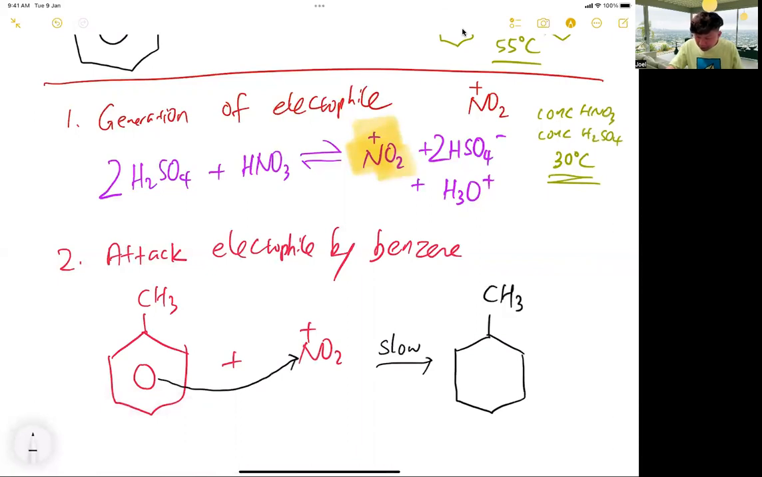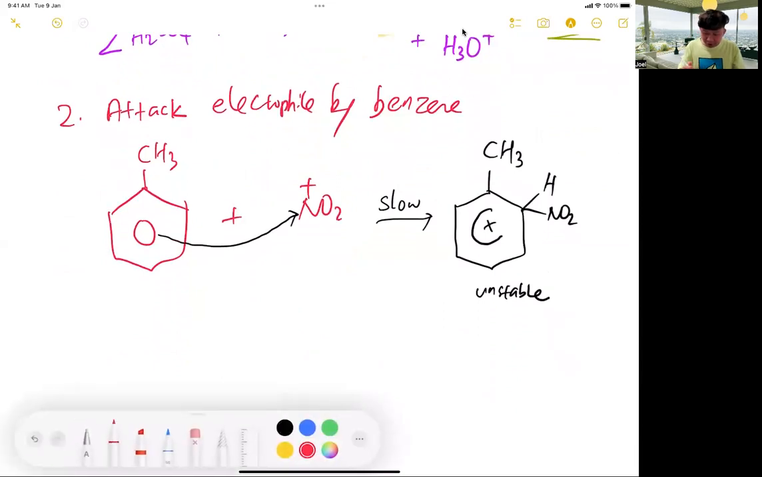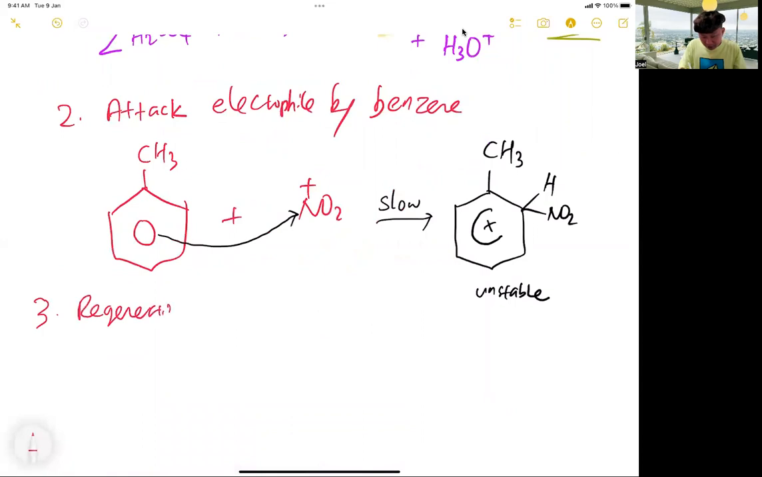It is 2, 4 directing. So I put H here, NO2 here, and benzene cannot form so many bonds, so I angle the plus to point there, understand? This is a very unstable carbocation ion. It is unstable because the benzene ring is disrupted, right? So it's unstable. And the last step of all is regeneration of catalyst and benzene ring.